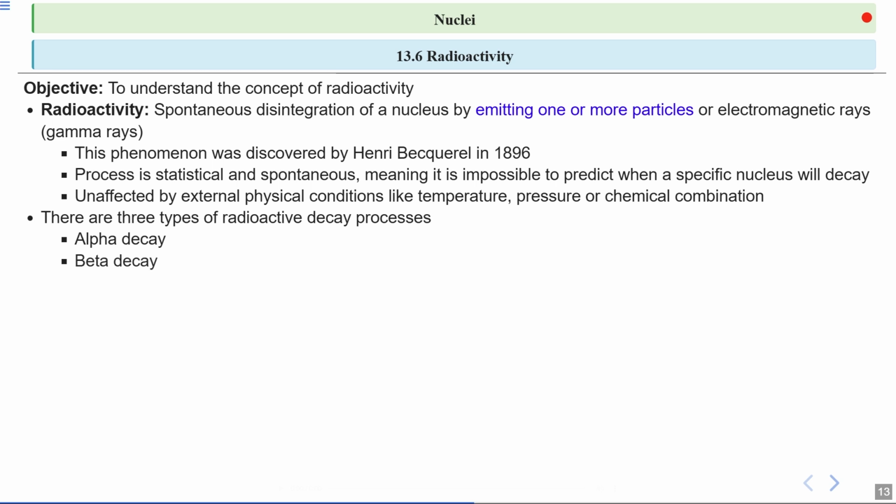The second type is beta decay. Here, a neutron in the nucleus changes into a proton or vice versa and emits a beta particle, which is either an electron or a positron. The third type is gamma decay. In this case, the nucleus releases energy in the form of gamma rays, which are high energy electromagnetic waves.